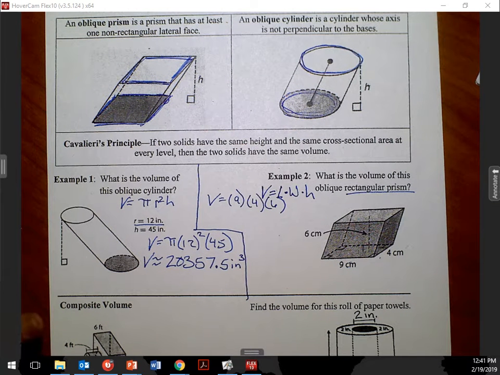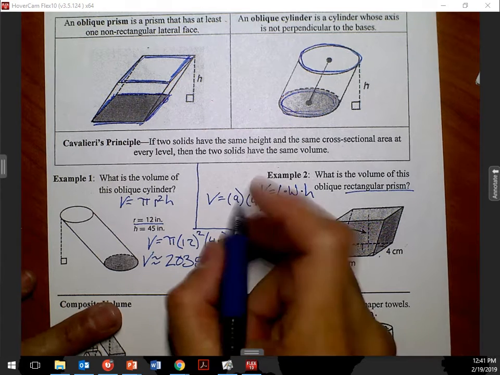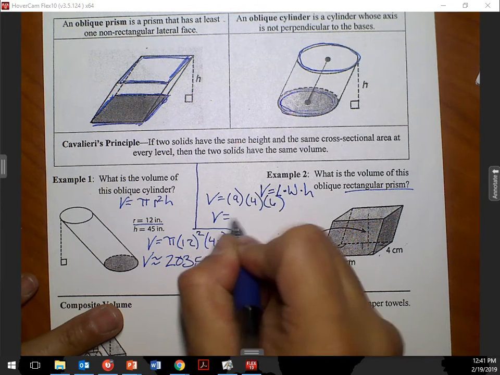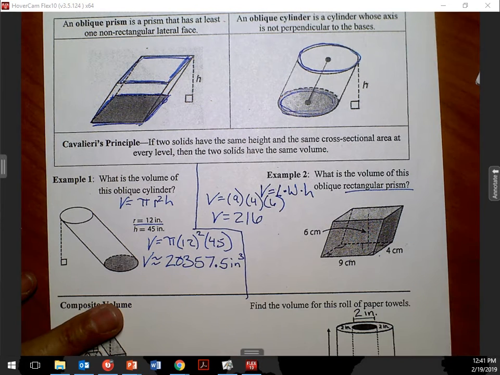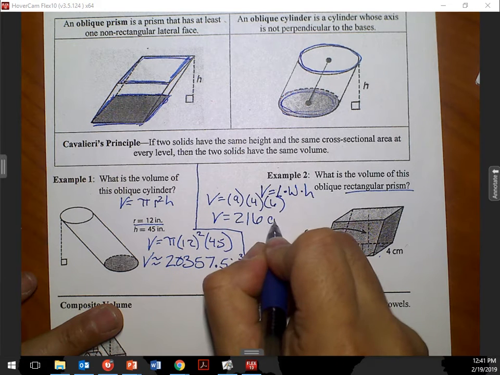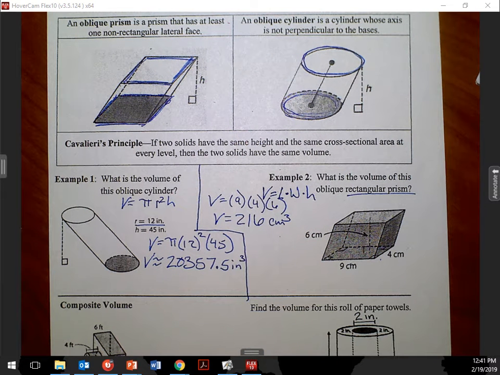Was it like 218? 216. So my volume is 216. What are my units? There we go, centimeters cubed.